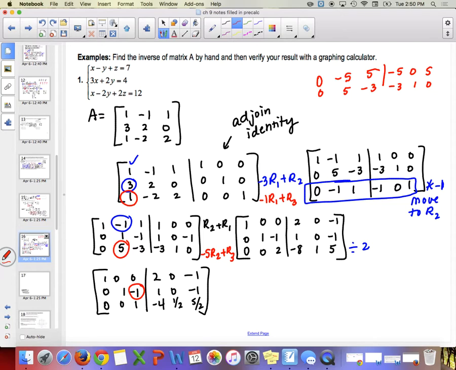Did you guys all see that? So row 3 plus row 2. Otherwise, the whole matrix is the same. That's okay.